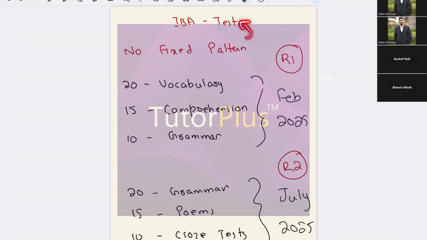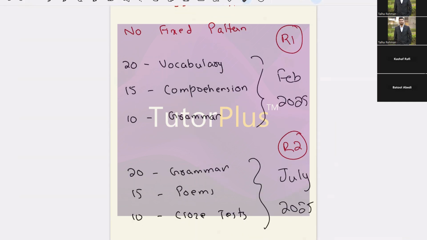For IBA beta, please remember that we do not have a fixed pattern. So you could have, let's just say, 20 straight questions on vocabulary, 15 questions on reading comprehensions, maybe 10 questions on grammar. And after 4 months, you could have 20 questions on grammar, 15 questions related to poems, 10 questions to post-test. So please remember, they do not really like sticking, or they have never liked sticking to one format.